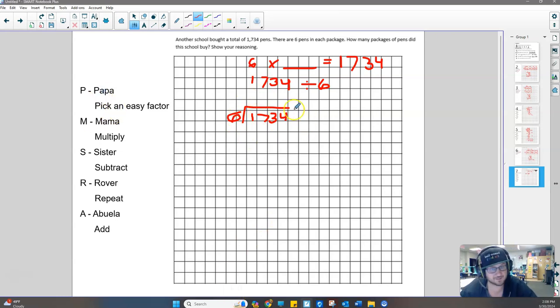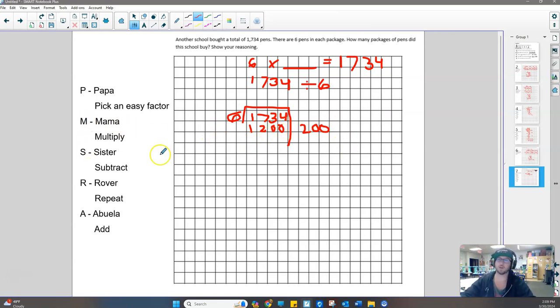We're going to start by picking an easy factor. Now, we can't do 1,000 because 6 times 1,000 is 6,000. But I can do 100 because 6 times 100 is 600. I can do 200 because 6 times 200 is 1,200, because 6 times 2 is 12. 6 times 3 would be 18. 1,800 would be too much. So the most I can do, if I'm going to stick to those even hundreds, is 200, because 6 multiplied by 2 is 12. And because it's 200, it's 12 hundreds or 1,200.